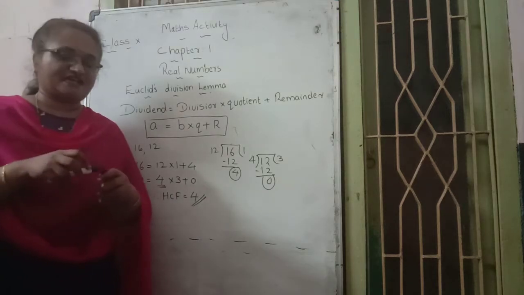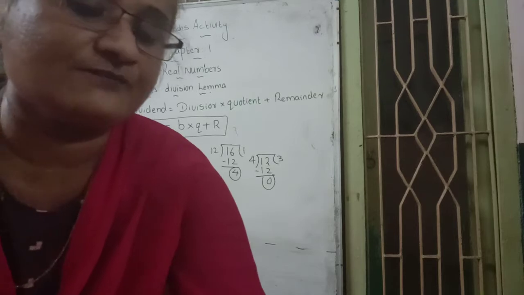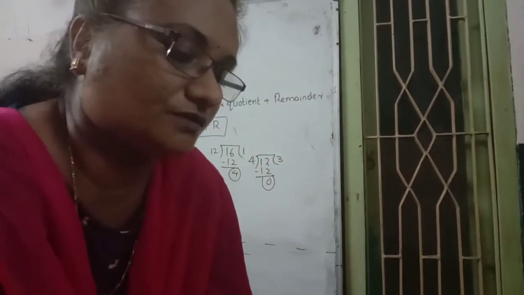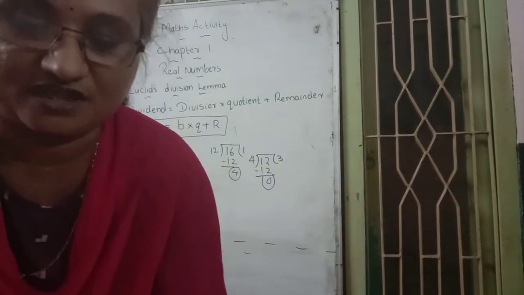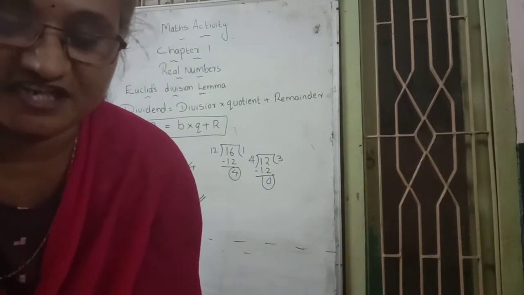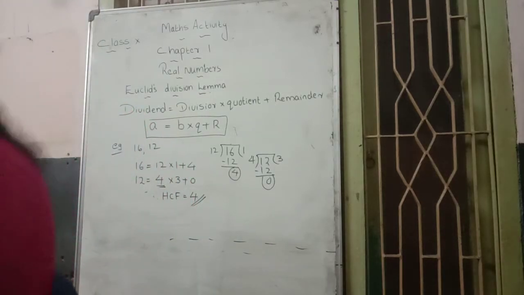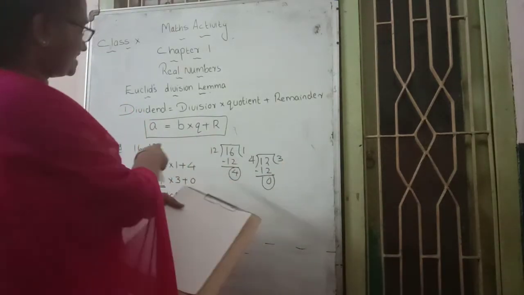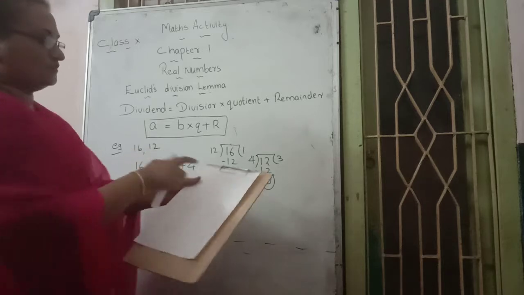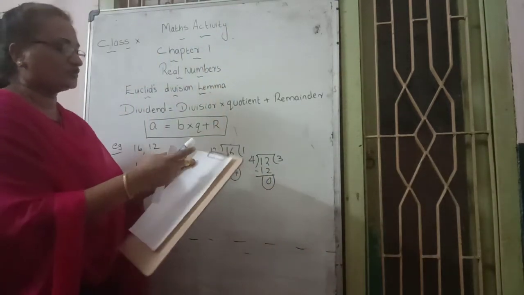I hope you understood this theoretically. Now we are going to perform the activity. How do we do this activity? First of all, take strips. One is a 16 centimeter strip. What are the numbers given? 16 and 12 are the two numbers given.